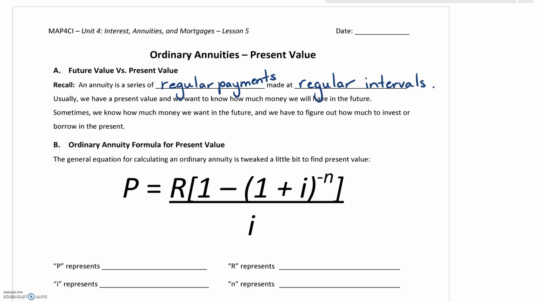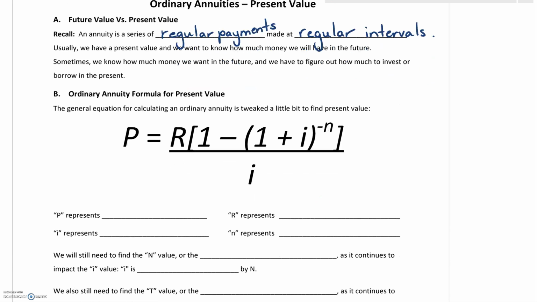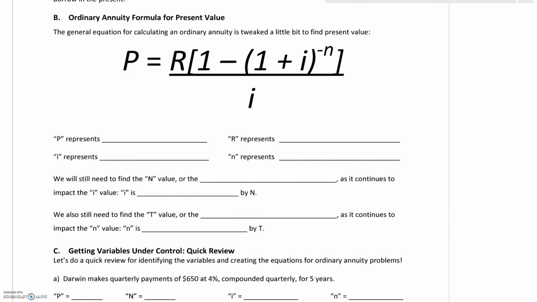Okay? Usually we have a present value and we want to know how much money we will have in the future, but sometimes we want the money in the future and we have to figure out how much to invest or borrow right now or in the present. So you're used to having formulas. Here's the formula for the present value. The hard part is knowing which formula to use when. So just remember that when you have the final value, when you have that amount in the future, you would use this one, sorry. When you don't have that future value, you would use the other formula that we learned, I believe, on Friday.